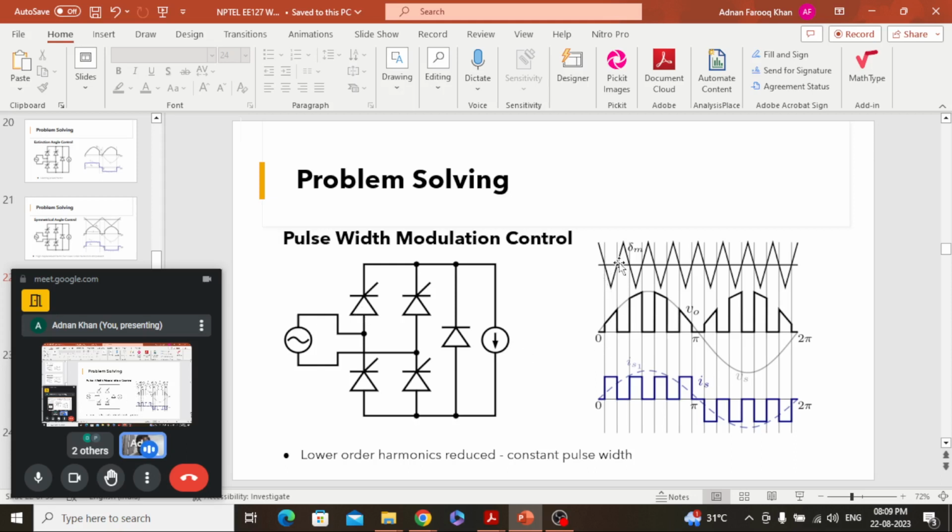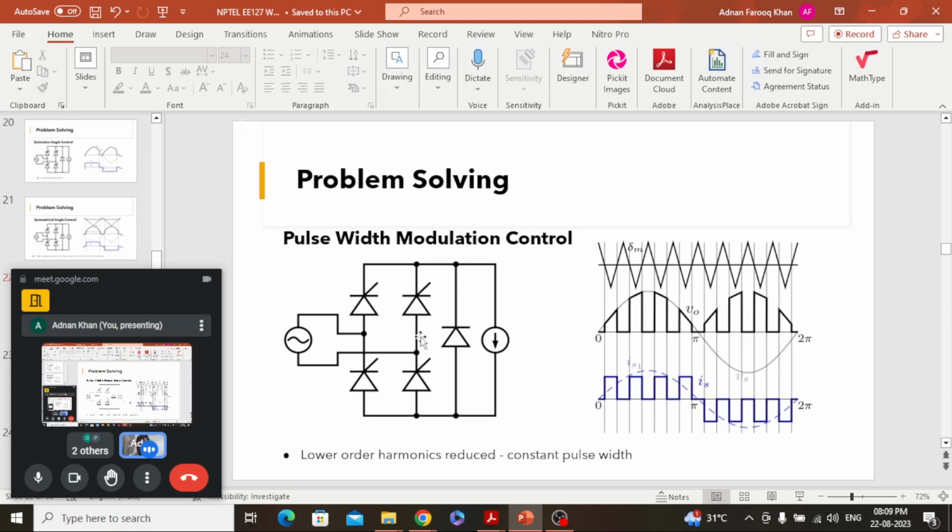You can see when this is higher, these two switches will turn on and start conducting, and when the triangular is higher, they will turn off and the output voltage is 0. And at this instant, these two switches turn on and off. For the negative period, it will happen in a similar fashion for the other two diagonal switches.